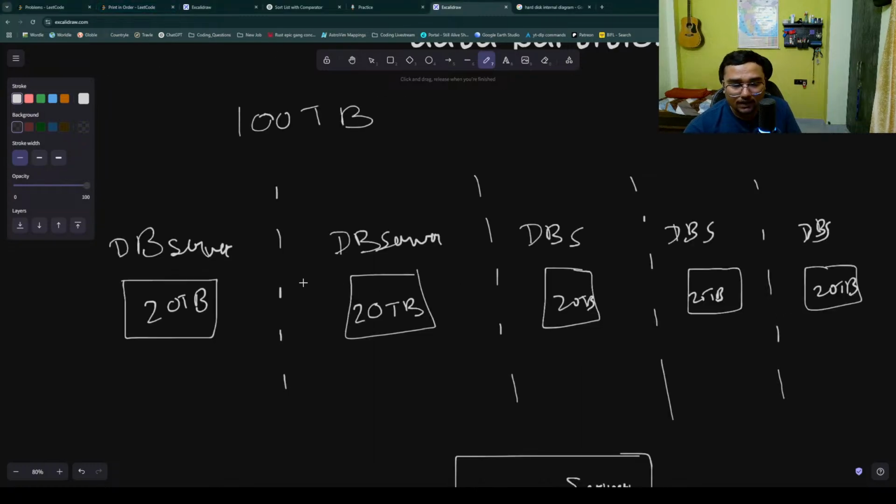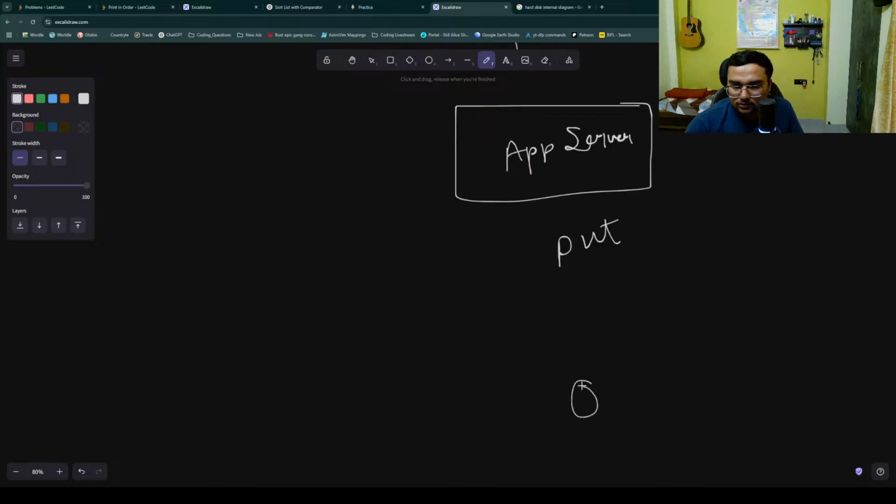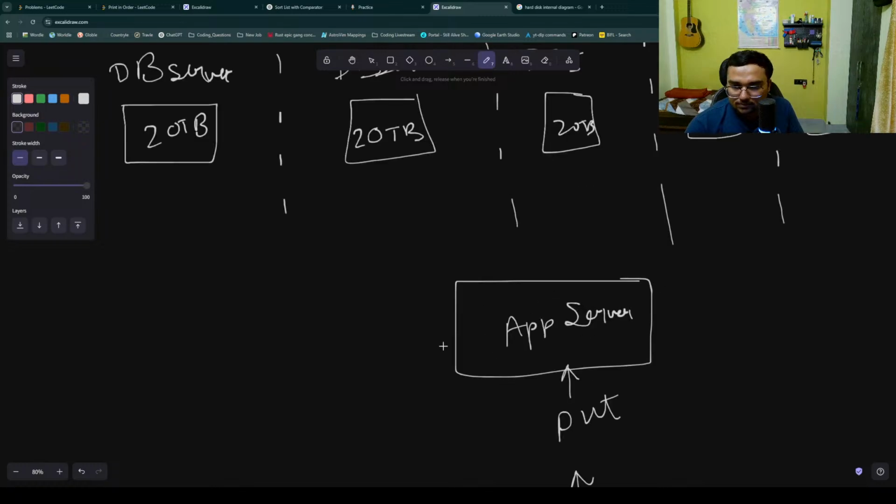Now these DB servers might not talk to each other, right? And where is this 20 TB coming from? It is coming from the app server, right? When we do a put request, the user sends a put to the app server. Now this should decide which DB server to pick and store it to.